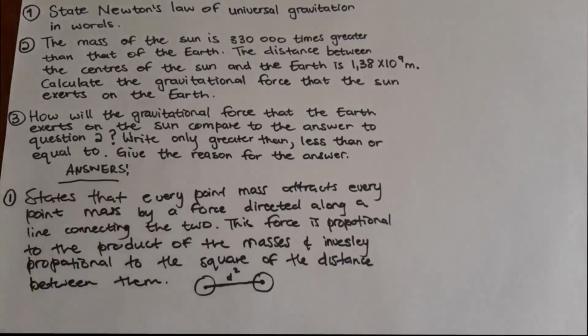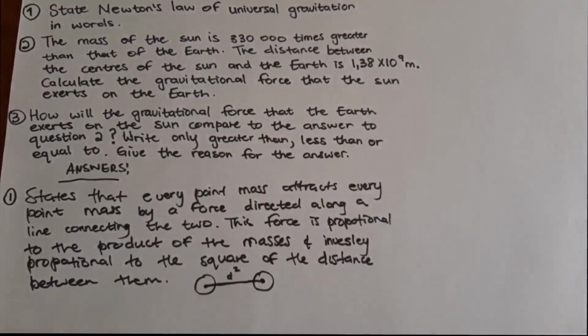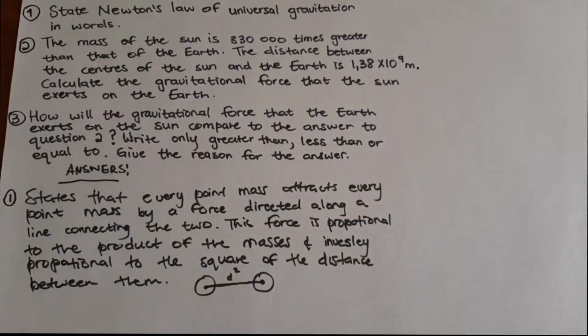Since number 2 is calculations, let's do it on that side. Number 2 says the mass of the sun is 330,000 times greater than that of the earth. The distance between the centers of the sun and the earth is 1.38 multiplied by 10 to the power of 9 meters. Calculate the gravitational force that the sun exerts on the earth. So let's calculate that gravitational force.